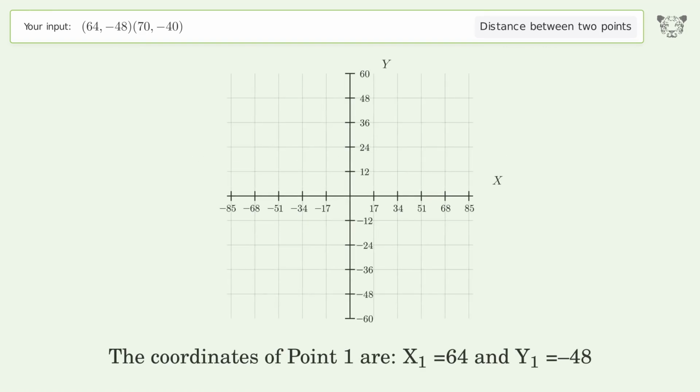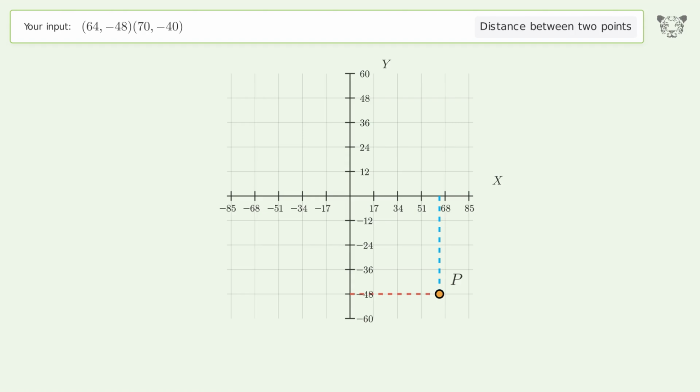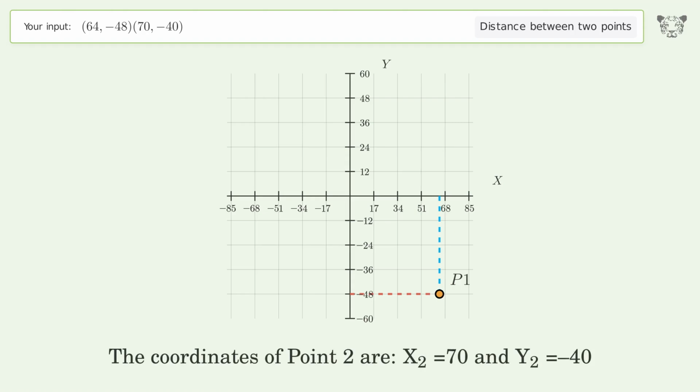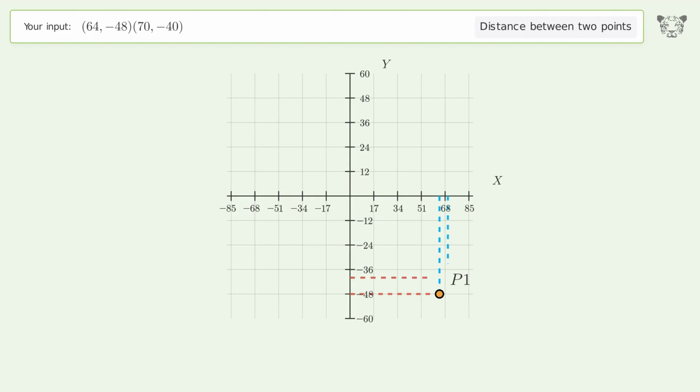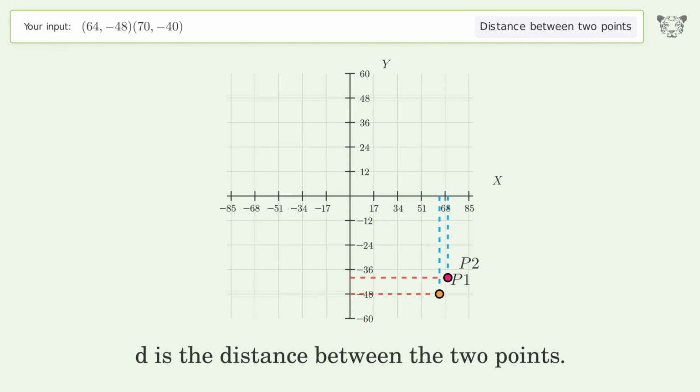The coordinates of point 1 are, x1 equals 64 and y1 equals negative 48. The coordinates of point 2 are, x2 equals 70 and y2 equals negative 40. D is the distance between the 2 points.